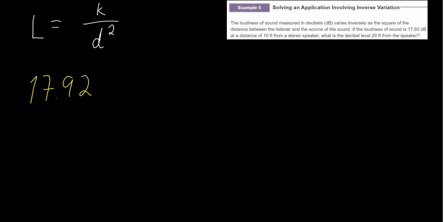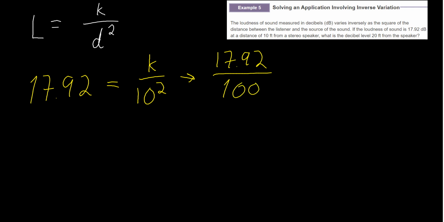So again, in all these cases, what we're doing to solve these application problems is we have to figure out what that constant is. We're given everything but the constant. So if we solve this, we know that this turns into 17.92 divided by, well, 10 squared is 100, so we just put a 100 there, is equal to k. We divide both sides by 10 squared. So we're trying to figure out what k is.